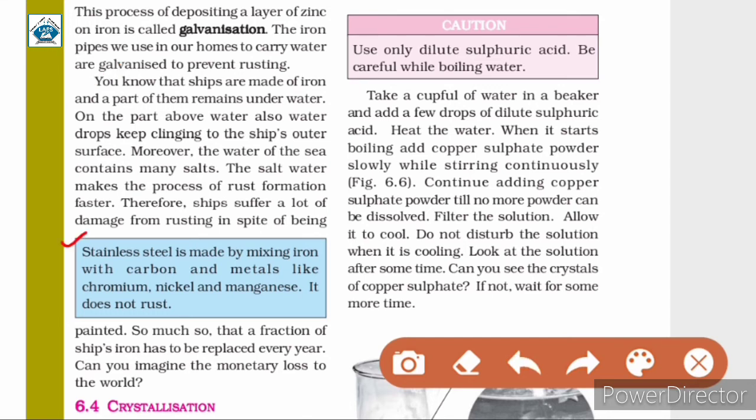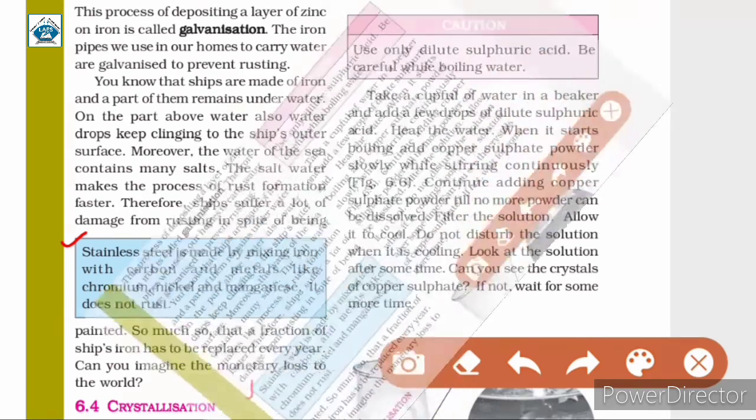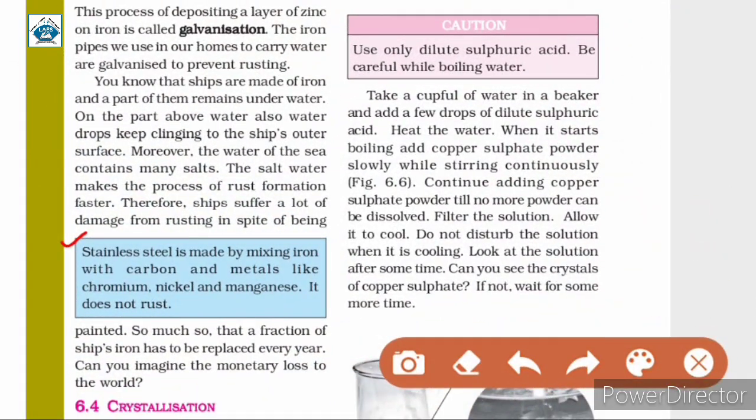Stainless steel is made by mixing iron with carbon and metals like chromium, nickel and manganese. It does not rust. We all have heard of the word stainless steel. This type of steel is made by mixing iron with carbon and metals like chromium, nickel and manganese. Stainless steel does not rust.